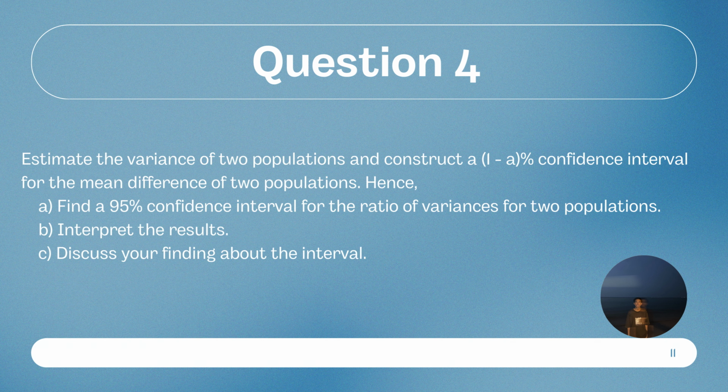Question 4. Estimate the variance of two populations and construct a 1 minus alpha percent confidence interval for the mean difference of two populations. Hence, A. Find a 95% confidence interval for the ratio of variances for two populations. B. Interpret the results. C. Discuss your finding about the interval.